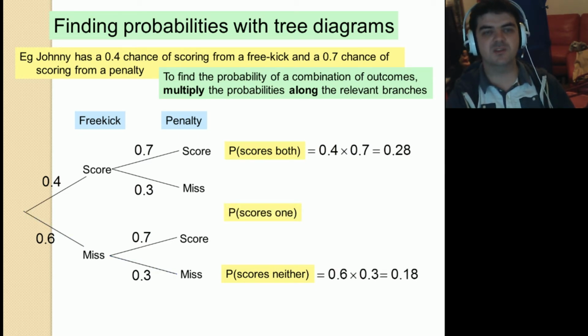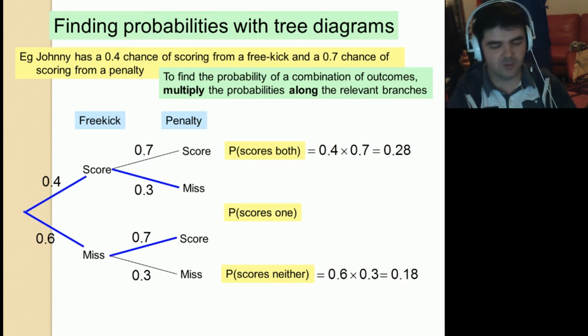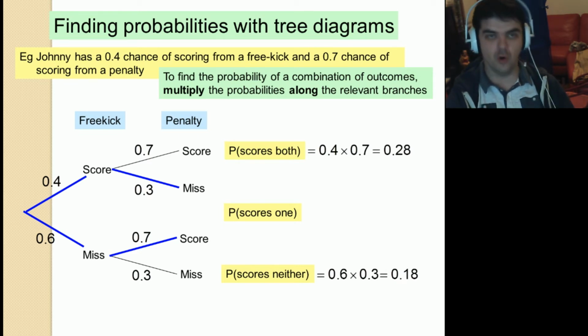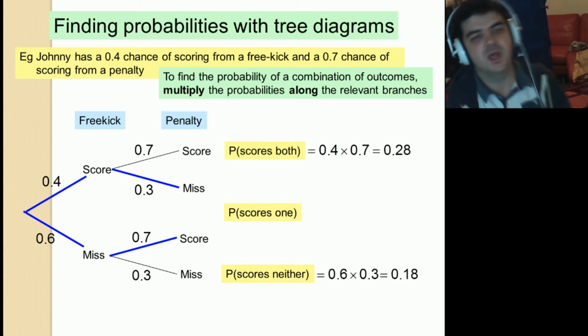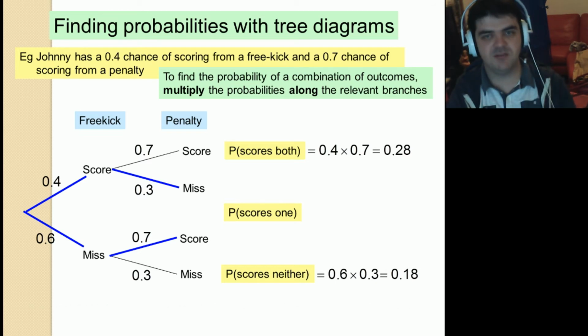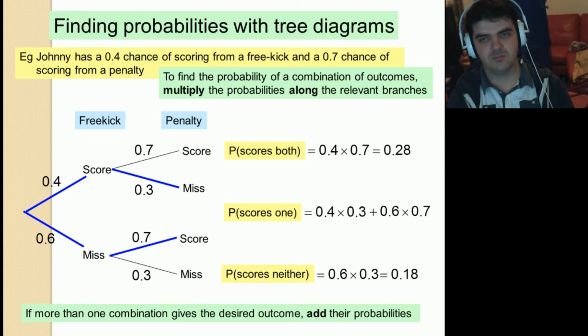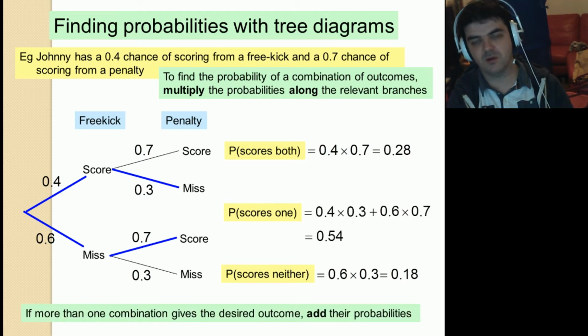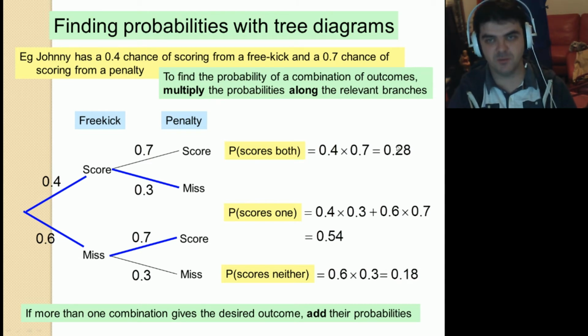And the probability scores one of each. Well, there's 2 different ways he can do that. He can score the free kick and miss the penalty, so 0.4 multiplied by 0.3, or, which means plus, 0.6 times 0.7. It's 0.54 altogether. And again, if you add those up, 0.28, 0.54, 0.18, you get 1.